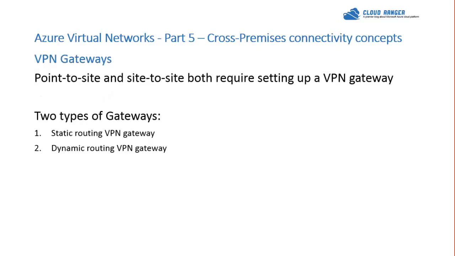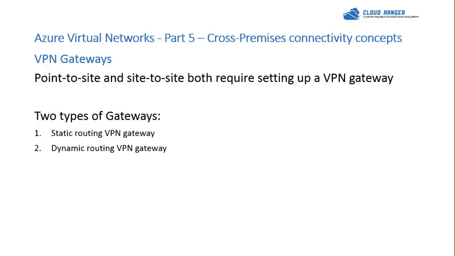The other thing you have to know is about the VPN gateways. You may have seen this option already when you created a virtual network, where there's an option that says add a gateway. We have not explored that so far, but we are going to explore it in the sessions that are coming up. All you have to remember is that point-to-site and site-to-site both require setting up a VPN gateway. It means you are going to have a VNet and you're going to enable the gateway if you are trying to make a point-to-site or a site-to-site.